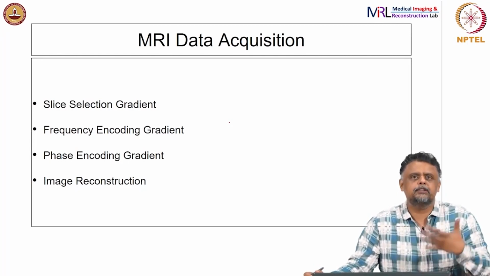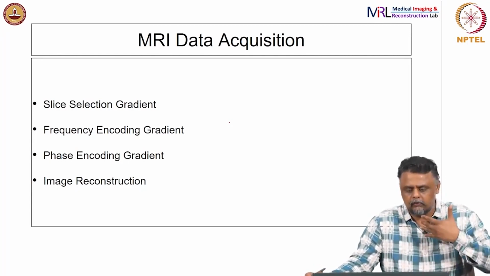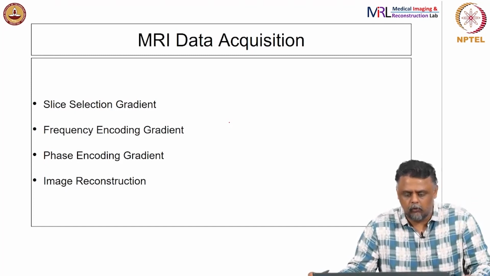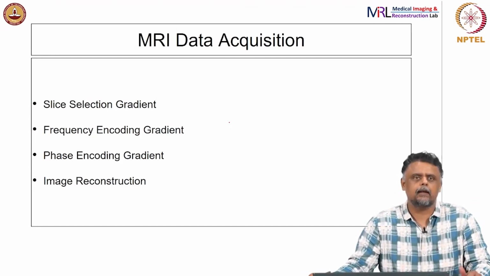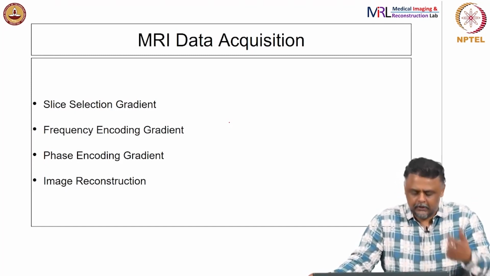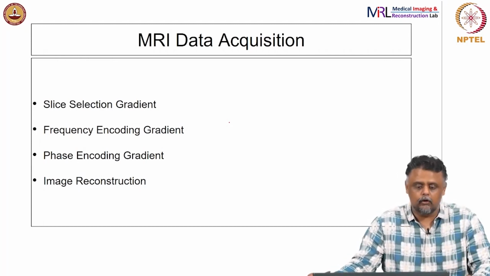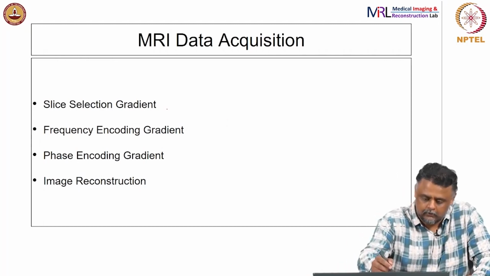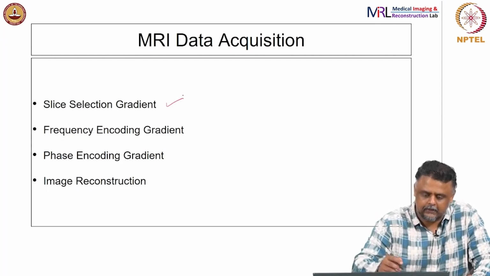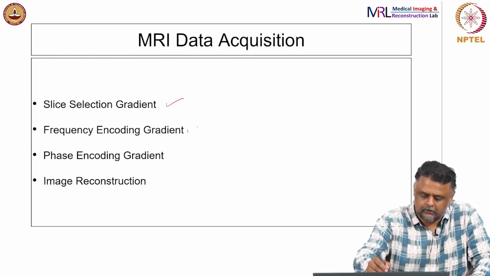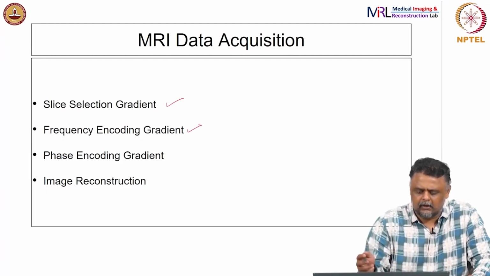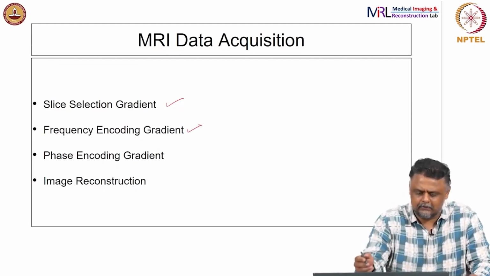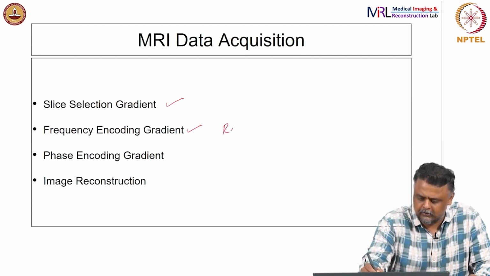So, how do we image planes, how are we imaging 3D volumes of the patient, etc. Okay. So, the fundamental steps are the following. We have what is called a slice selection gradient, there is a frequency encoding gradient, I think this is also called the readout gradient. I think this is again one more terminology.